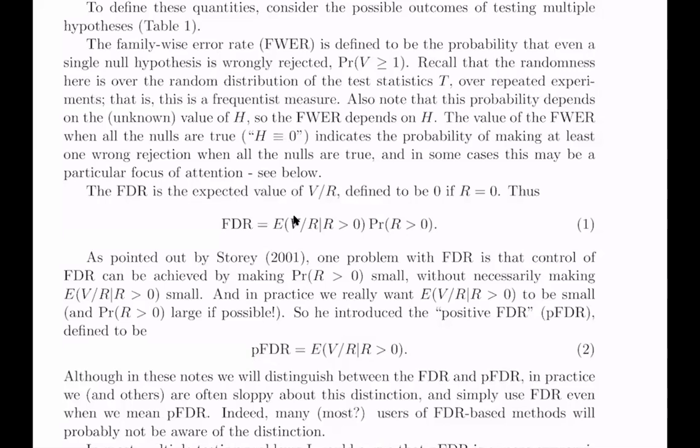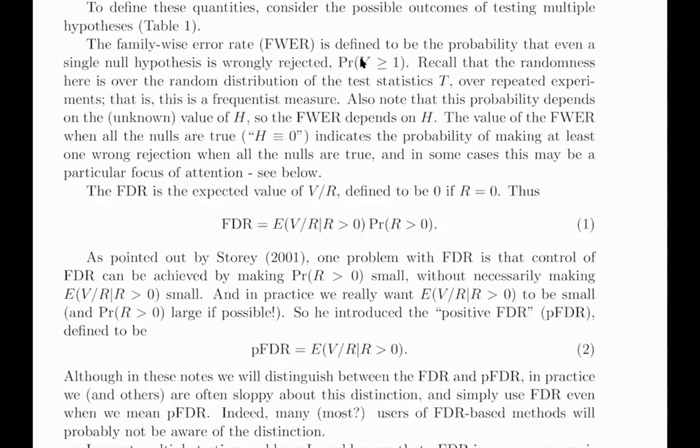I also, in this text, define the family-wise error rate. So that's of less interest, but still also useful to know about because people will talk about it. The family-wise error rate is defined here, is the probability that even a single null hypothesis is wrongly rejected. That is, that you reject any one, that you make any false discoveries. In other words, it's the probability that V is bigger than or equal to 1, because remember that V was the number of false discoveries. Okay.